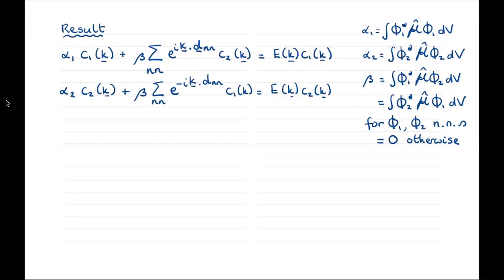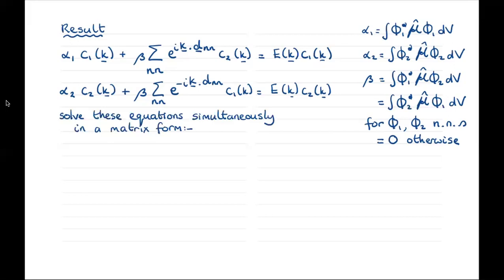Okay, so now let's solve these equations simultaneously in a matrix form. If you have another way that you like to solve such simultaneous equations, this is of course also completely fine, but this way is quite convenient.